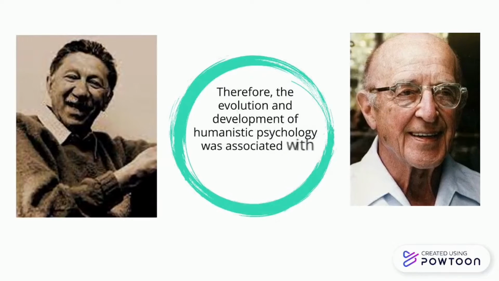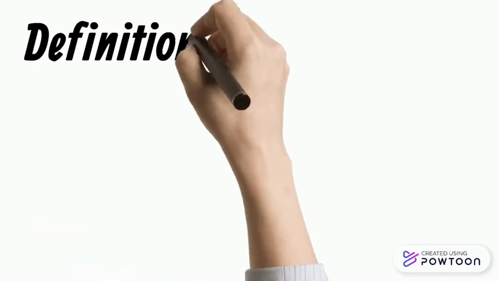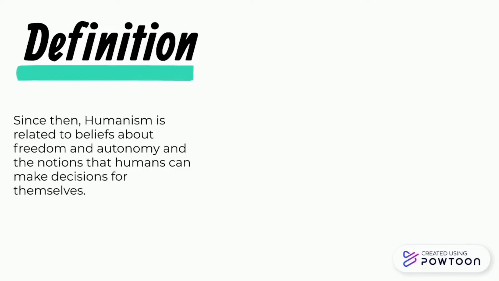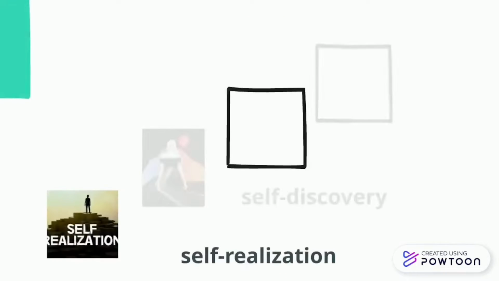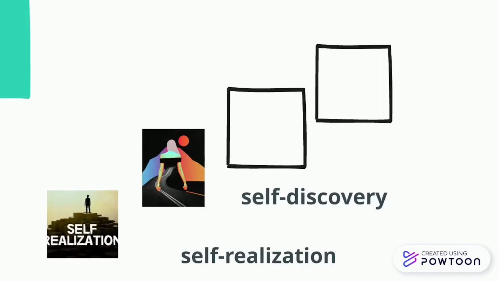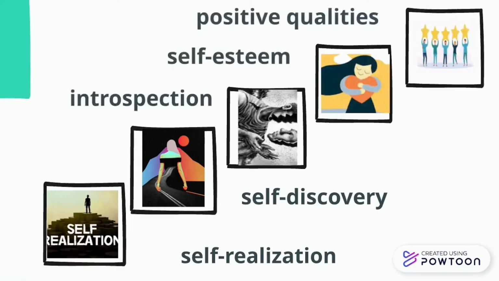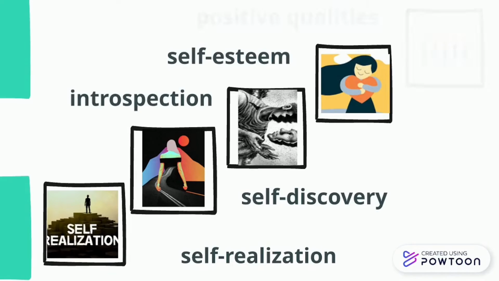Therefore, the evolution and development of humanistic psychology was associated with Abraham Maslow and Carl Rogers. Since then, humanism is related to beliefs about freedom and autonomy and the notions that humans can make decisions for themselves, encouraging people to move towards self-realization in which each person defines reality for himself. On the other hand, humanistic education emphasizes self-discovery, introspection, self-esteem, and contact with the strengths and positive qualities of others and ourselves.